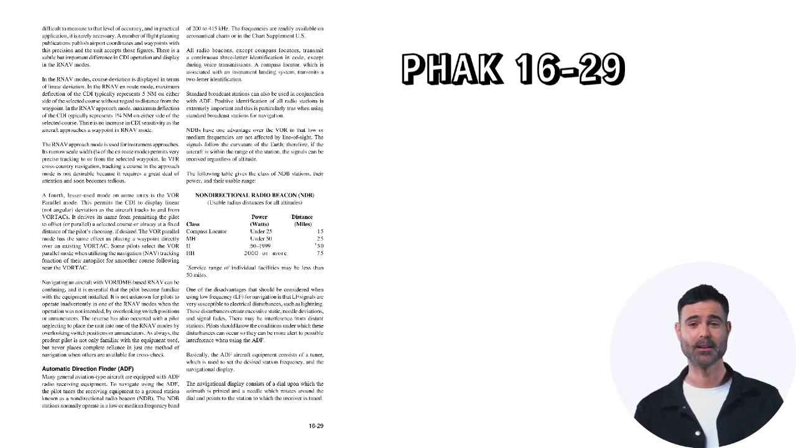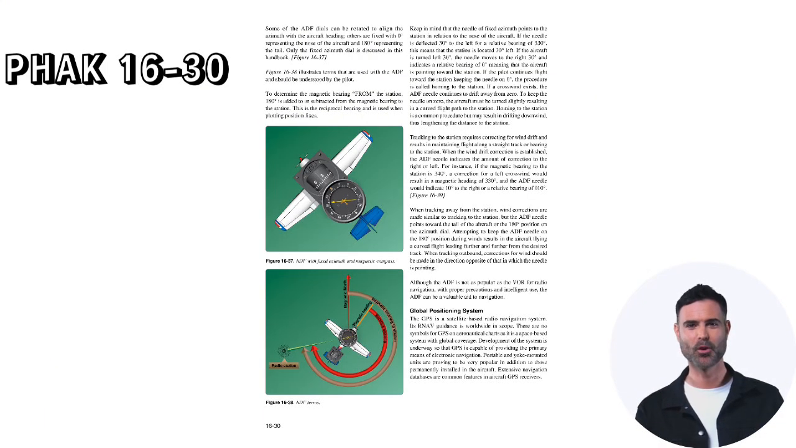when using the ADF. Basically, the ADF aircraft equipment consists of a tuner, which is used to set the desired station frequency, and the navigational display. The navigational display consists of a dial upon which the azimuth is printed and a needle which rotates around the dial and points to the station to which the receiver is tuned. Some of the ADF dials can be rotated to align the azimuth with the aircraft heading. Others are fixed with 0 degrees representing the nose of the aircraft and 180 degrees representing the tail. Only the fixed azimuth dial is discussed in this handbook.